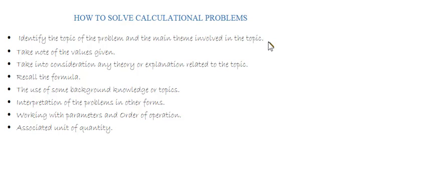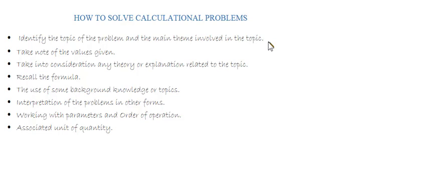In any calculational question, either advanced course, ordinary level course, A level exam, any kind of exam or any test you want to do, it actually covers majorly each of them. And here with me are the tips, and I'll start with the first one, which is to identify the topic of the problem and the main theme involved in the topic.